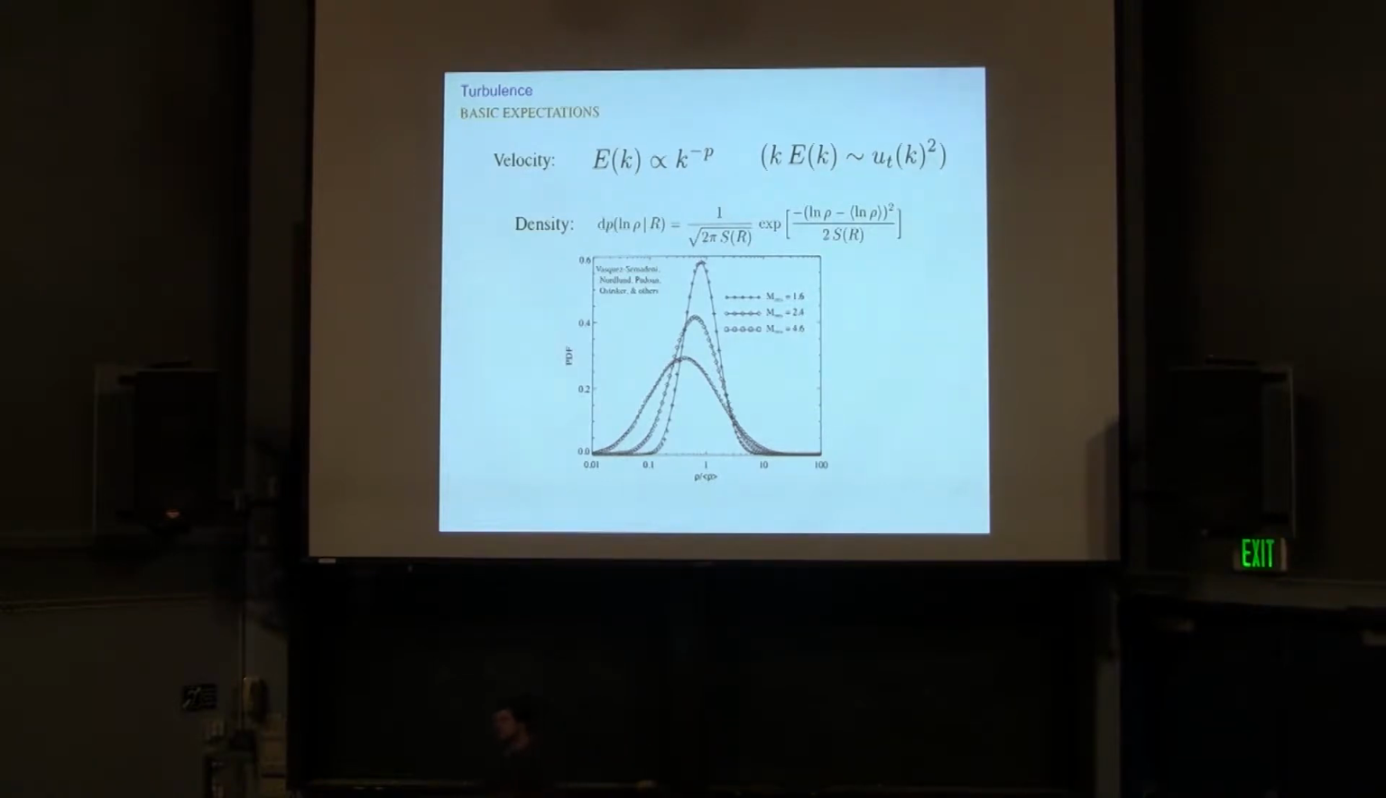Well, so what happens if you continuously multiply a field by random values? Central limit theorem says you get a log normal distribution. You get a Gaussian distribution in the log of the variable rather than the linear field. And that's all this is. It's just central limit theorem.